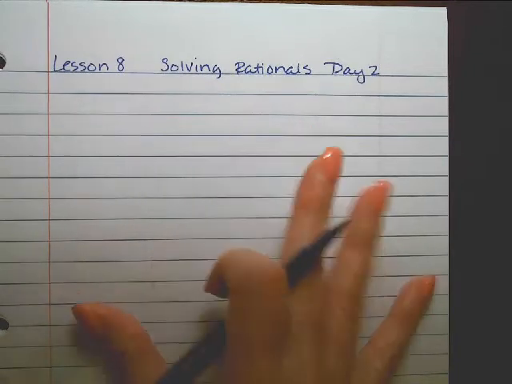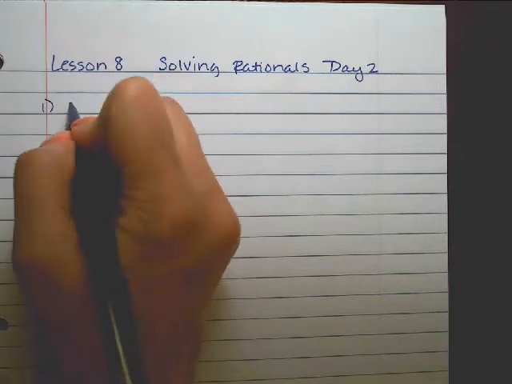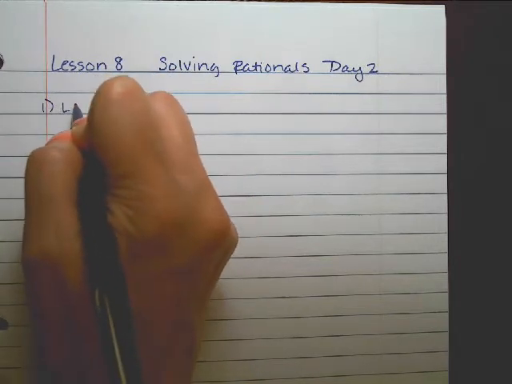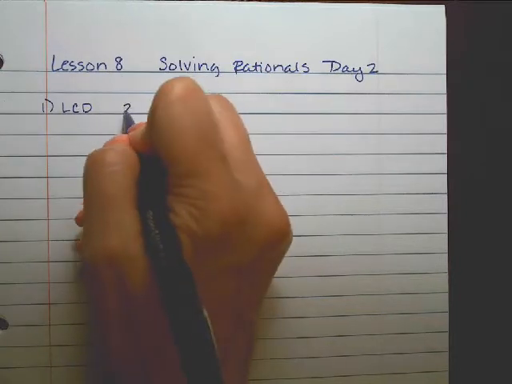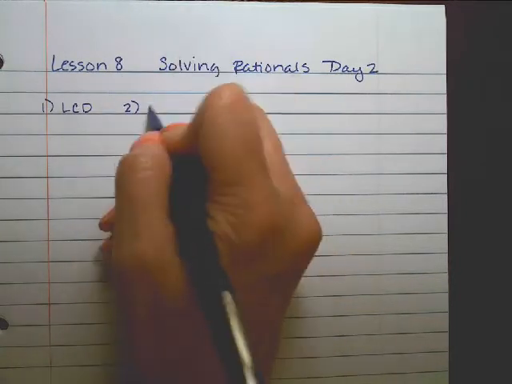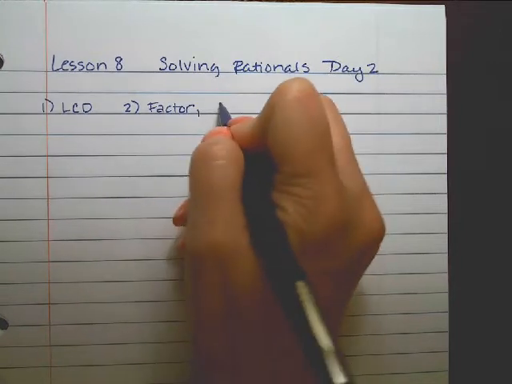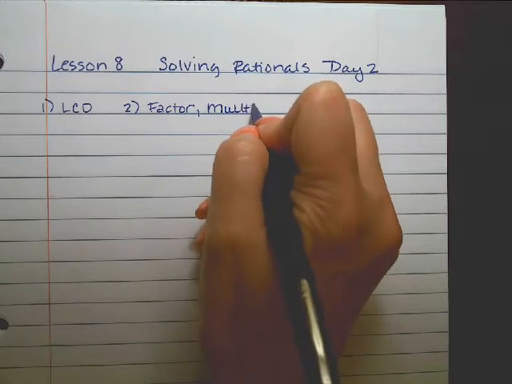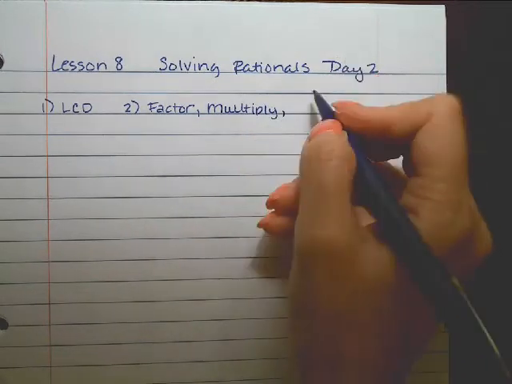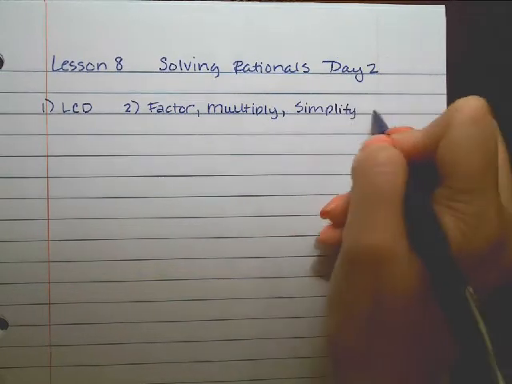So there's going to be 4 examples today. Remember, first thing you want to do is check for LCD, least common denominator. Second thing you want to do this time is look to see if you have to factor, multiply, simplify, and then solve.